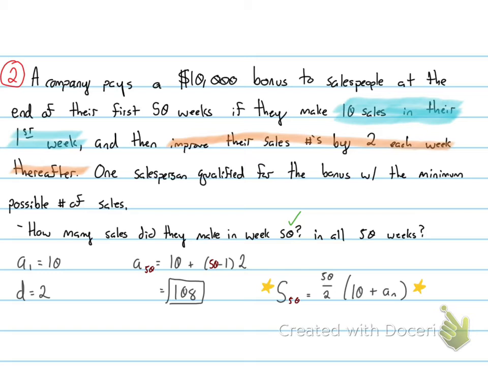In the first week, you make 10 sales. In the last week, we had just figured out you make 108 sales. Plugging that all into the calculator, 25 times 118 equals 2,950. So I can conclude that this salesperson over all 50 weeks made a total of 2,950 sales.